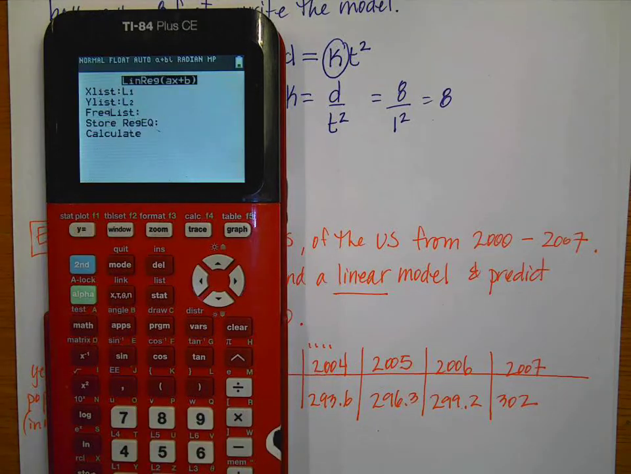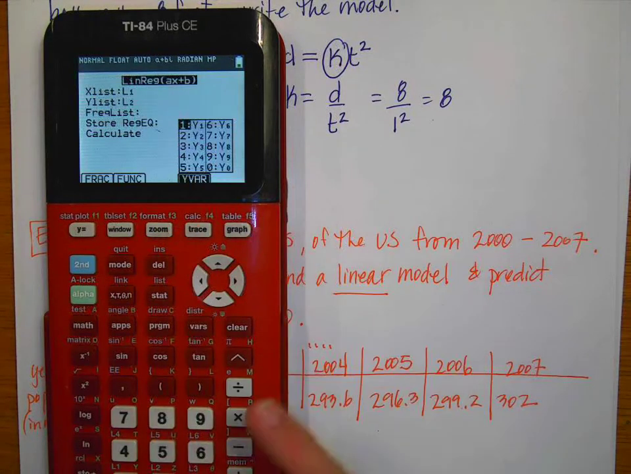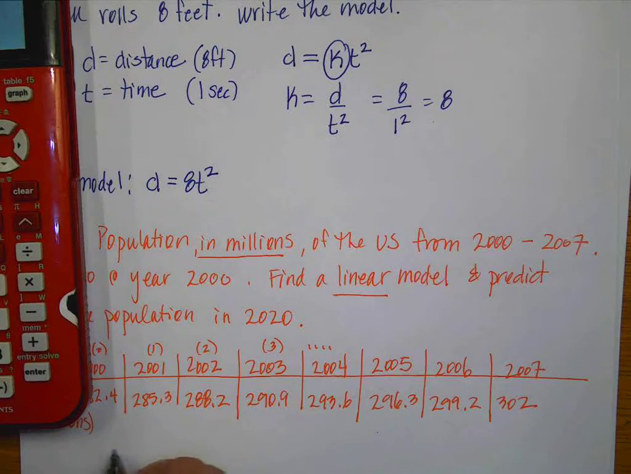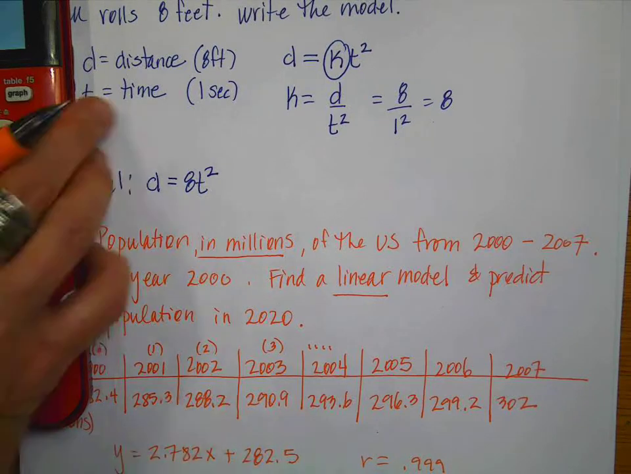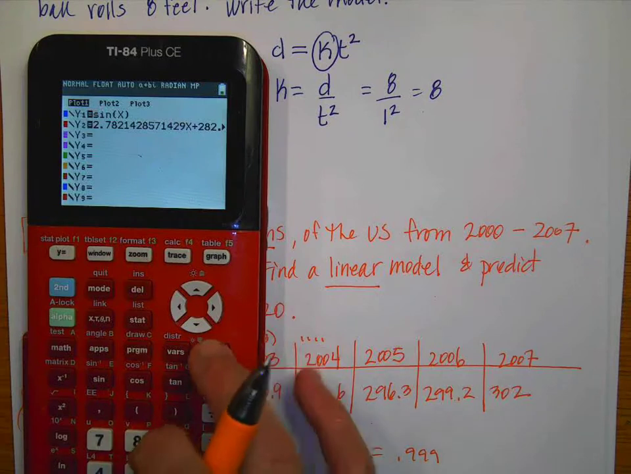Okay. So now I'm going to do my equation. So stat, calculate. They told us it was linear, and I'm going to store my equation. I'm not sure if my first equation is clear. I didn't check that, so I'm going to put it in alpha F4 in number 2, and then hit enter. And then I would write down my equation. So I have y is equal to 2.782x plus 282.5, and my r is 0.999. So my r is really good.